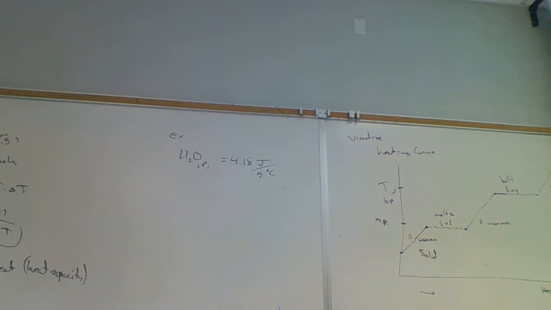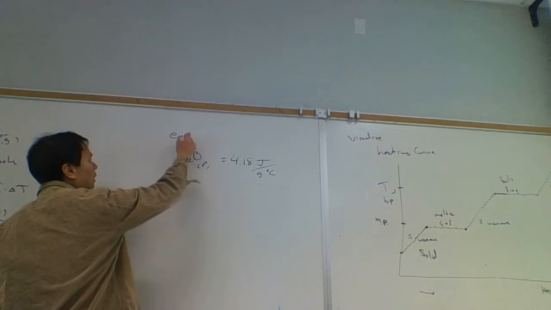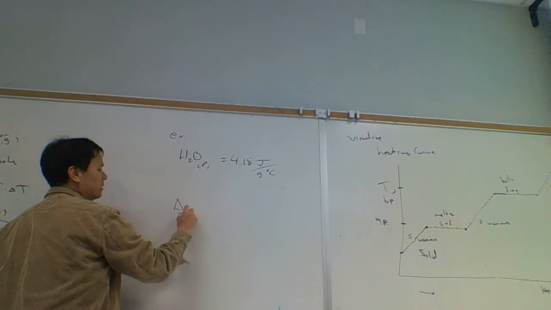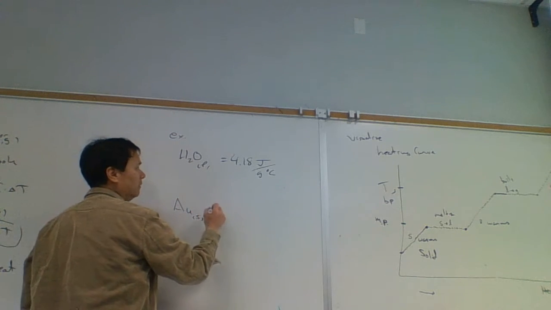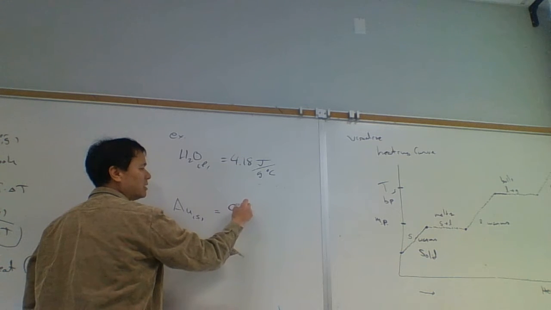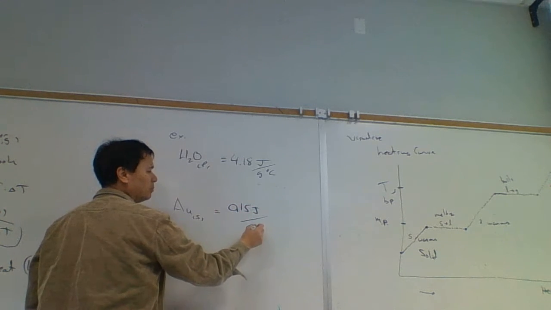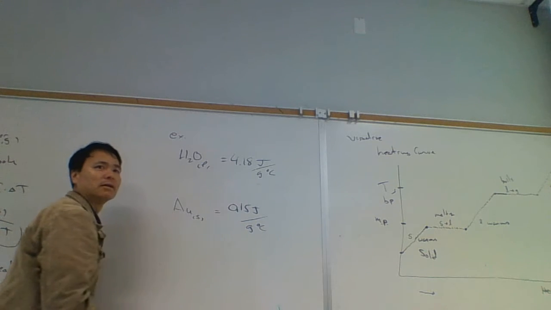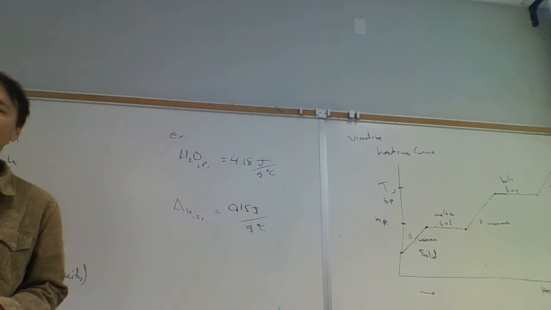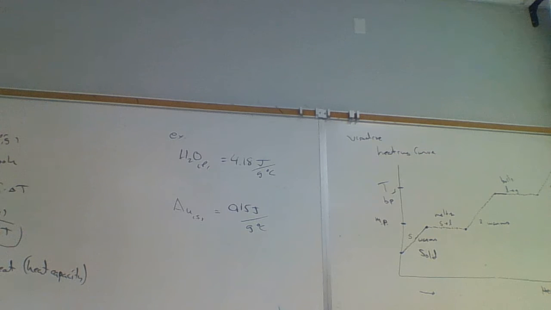It's a lot of energy to remove. Gold has the lowest. Gold takes barely any energy. It only takes 0.15 joules of energy to warm up a gram of gold by 1 degree C. That's nothing. So it's very easy to warm up gold, very difficult to warm up water. Those are the specific heats.